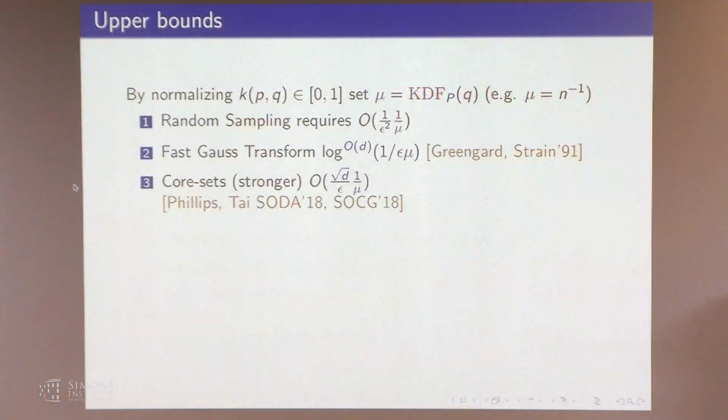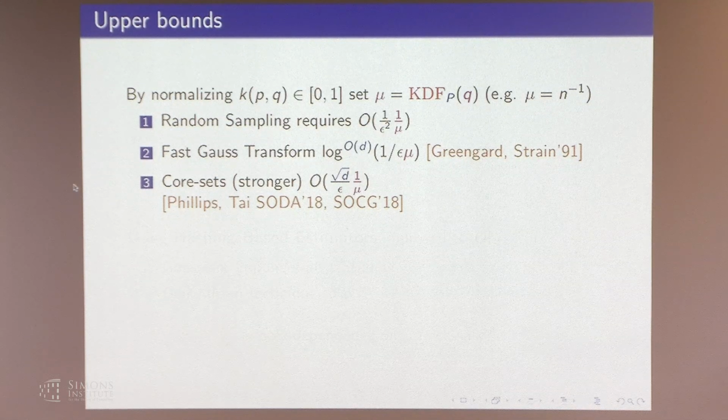So one natural approach is to just do random sampling. If instead of actually summing up the whole data set, you just randomly sample the data set, how many samples do you need to get a 1 plus epsilon approximation? Well, it's pretty easy to calculate. The dependence on epsilon is 1 over epsilon squared, and the dependence on mu is going to be 1 over mu. The 1 over mu dependence is pretty easy to see.